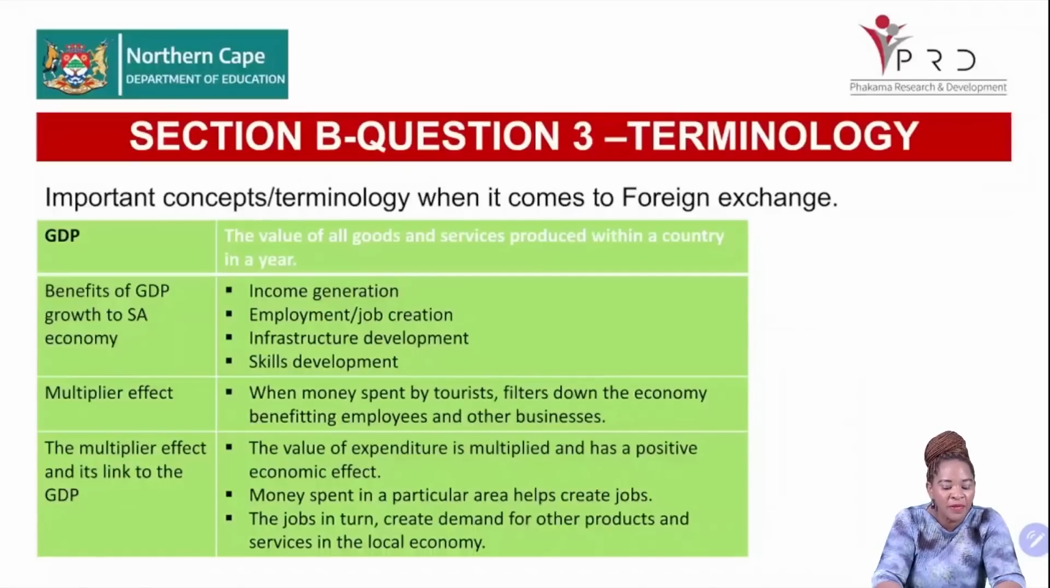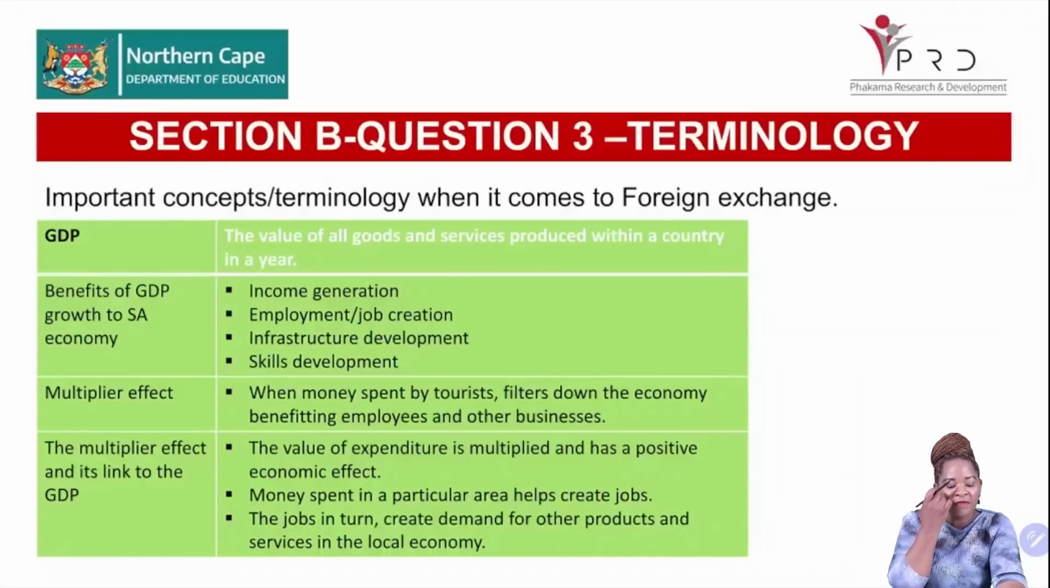Benefits of GDP growth to SA economy. Income generation. These are the answers, guys. You need to study this. Income generation, employment or job creation, infrastructure development, skills development. Multiplier effect. When money spent by tourists filters down the economy, benefiting employees and other businesses. That is what you're talking about when you are explaining the multiplier effect. You might be given an example of the multiplier effect.